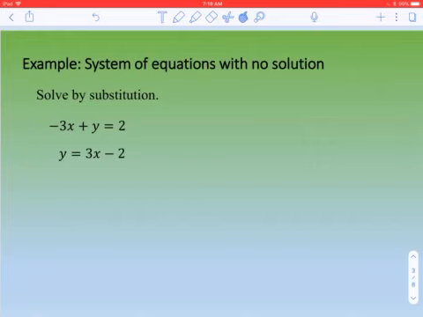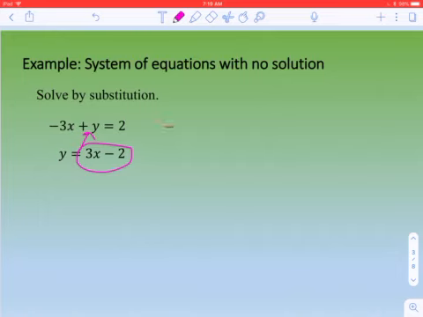The first one we're going to solve is an example of a no solution. Remember, a no solution ends up with the variables disappearing and we get a false statement. The first thing we need to make sure is that we have one of the equations solved for a variable, and we do. We have y is equal to 3x minus 2. So we're going to take what y is equal to, 3x minus 2, and put it into the other equation where we see the y.